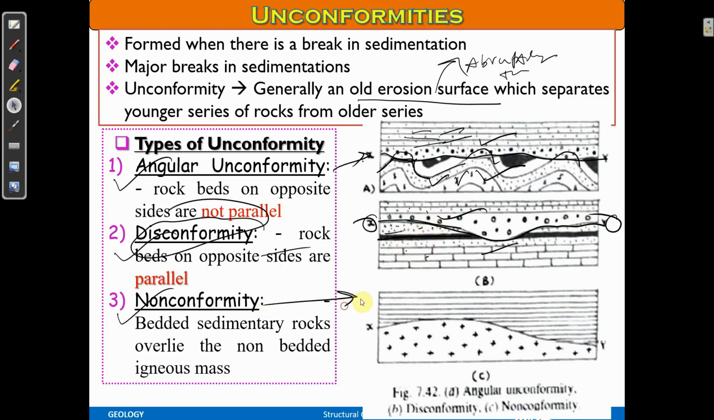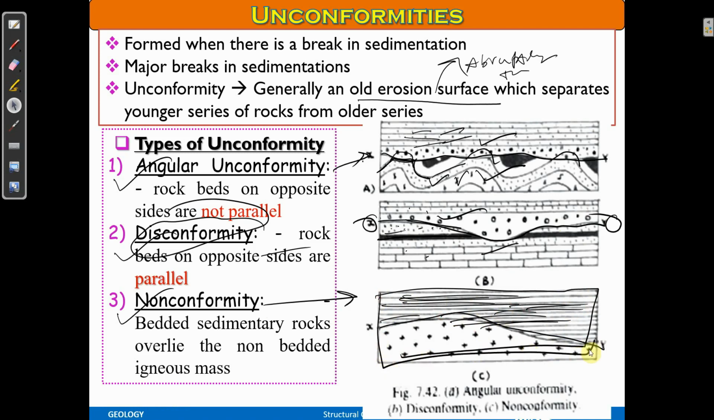What happens in non-conformity? Non-conformity basically deals with the igneous rock and the sedimentary rock. Consider there is igneous rock at the bottom, and above which sedimentation happens. Sedimentary depositions happen, later a rock is formed. Okay. Then this type of mismatch structure is called non-conformity. So when the bedded sedimentary rocks overlie the non-bedded igneous mass, then this boundary is called a non-conformity.